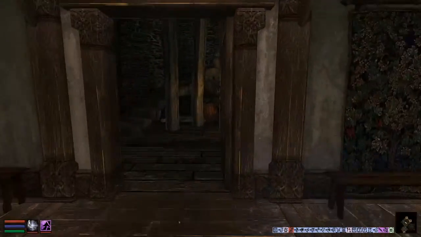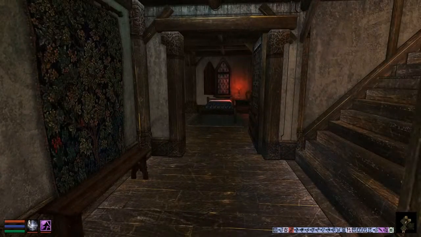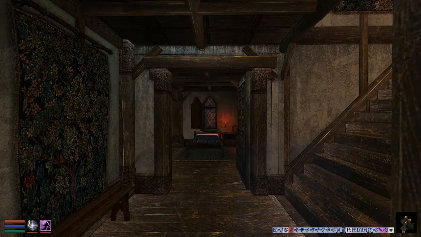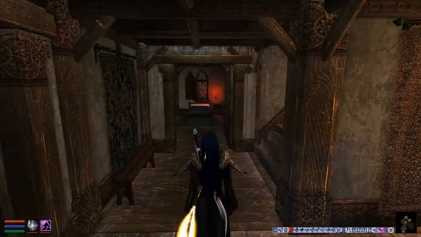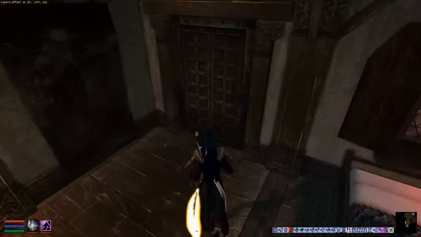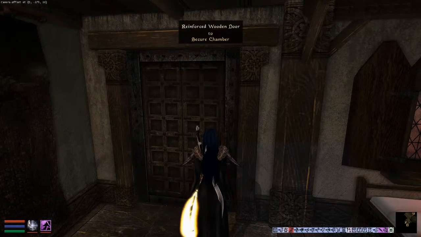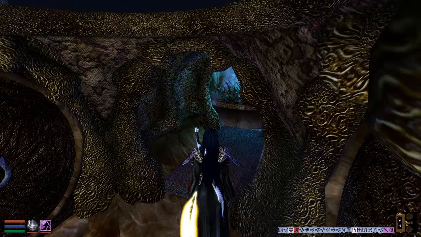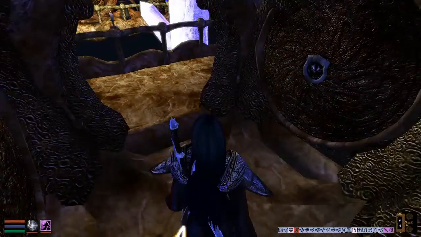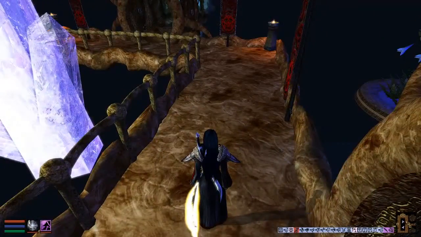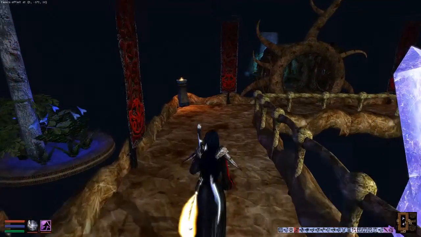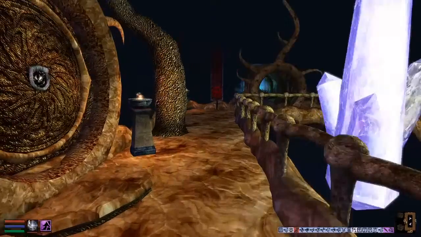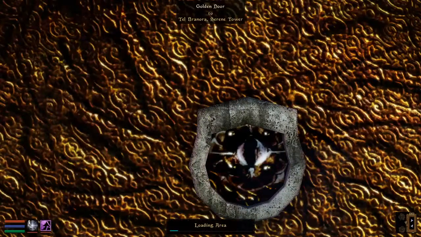Okay, so let's go to Ibonart. I think I can reach Ibonart from... oh, not from here. That's pretty cool. Oh, but we can get the bottle from the Serene Tower.